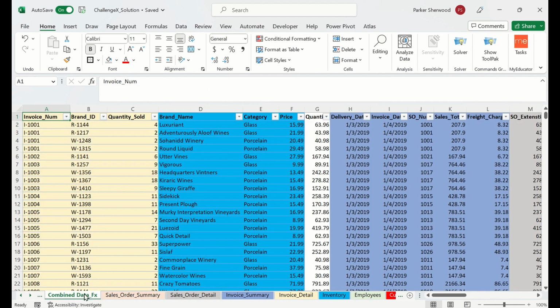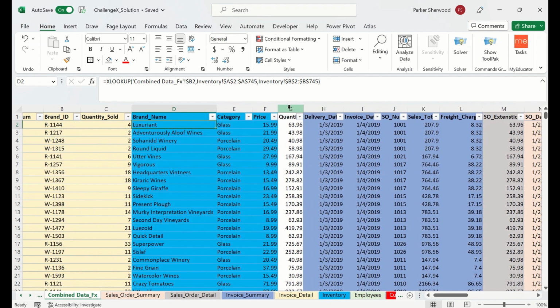So in the combined data formula sheet, I started with the invoice detail as my base. These are all values, and then I used XLOOKUP to bring in values from all of the other sheets, which you can distinguish by their color. If you need this formula, go ahead and pause the video to take a look, but we'll keep going. All of these other fields that are white are just calculated fields.